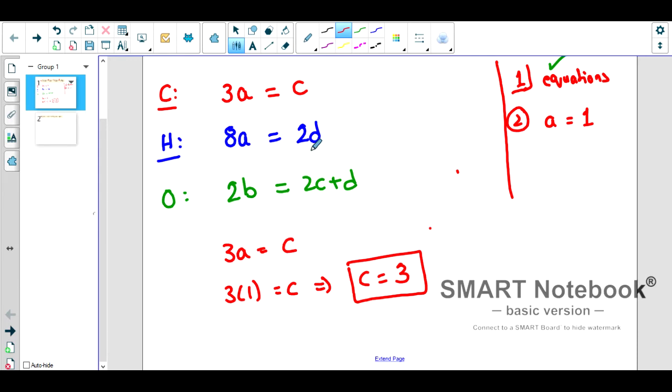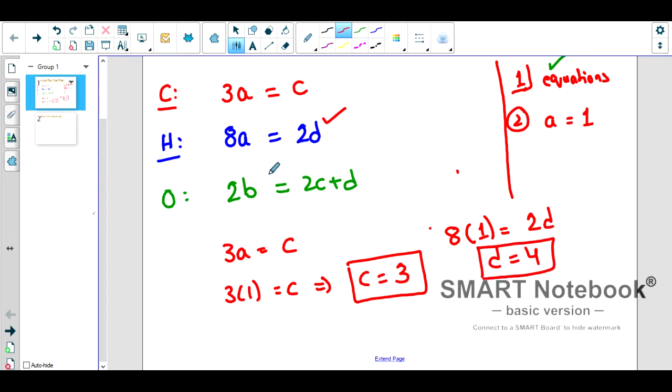Now let's find the others too. If 8a equals 2d, what will be the value of d? 8 into a, which is 1, equals 2d. So the d value will be how much? You can solve. 8 ones are 8, divided by 2, so the d value will be 4. We got the value of d also.